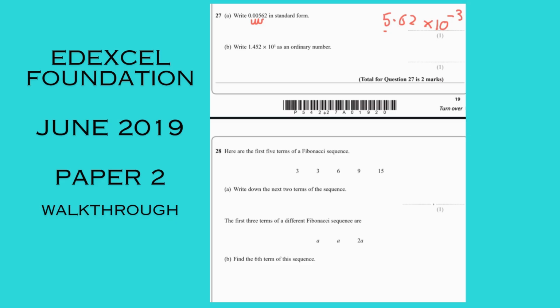Write this as an ordinary number, so it's a big number. So move the 1452 to the left a bit. But it's moving 3 times. Oh, so it actually finishes on the end. We don't need to worry about that at all.